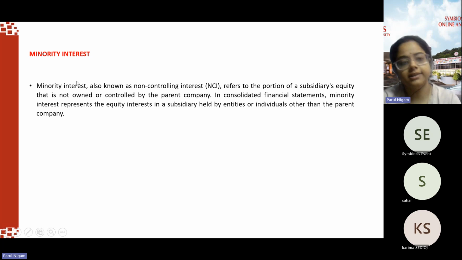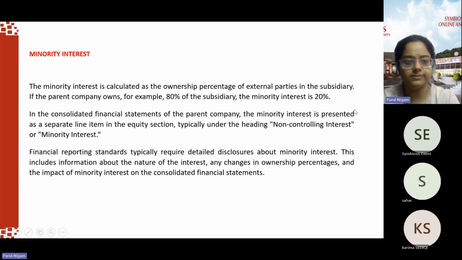Then we have minority interest. So minority interest is also known as non-controlling interest. It refers to the portion of a subsidiary's equity that is not owned or controlled by the parent company. So I think you will understand this better when you solve a question.